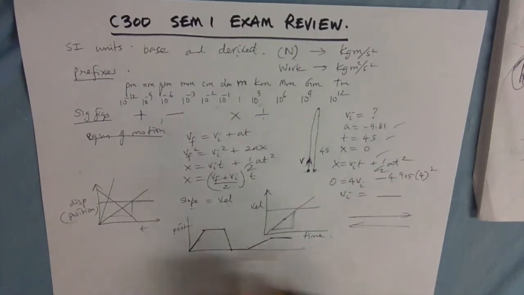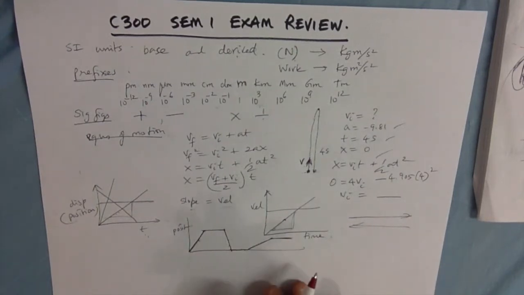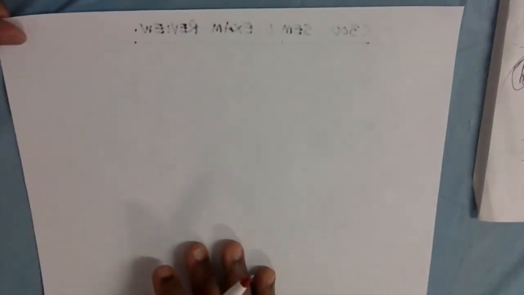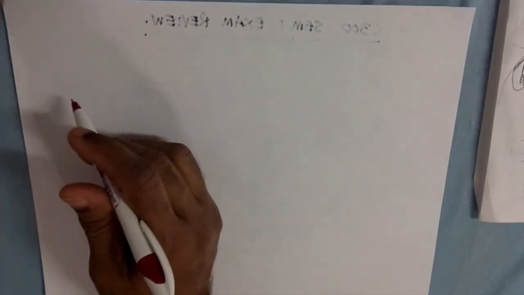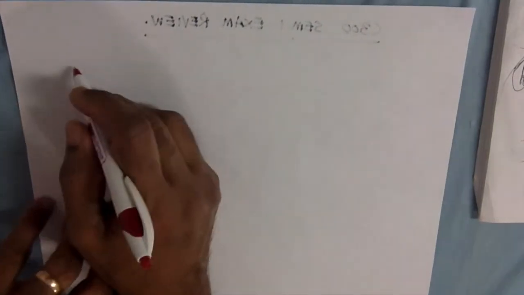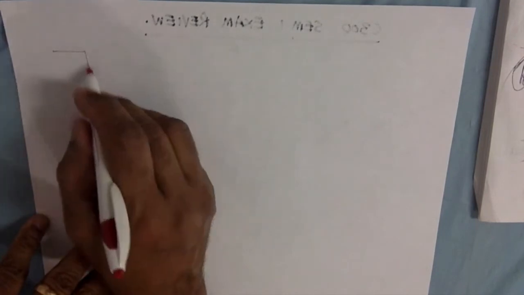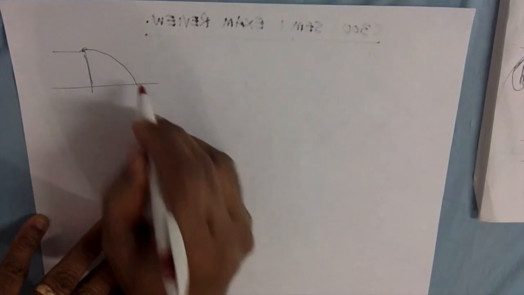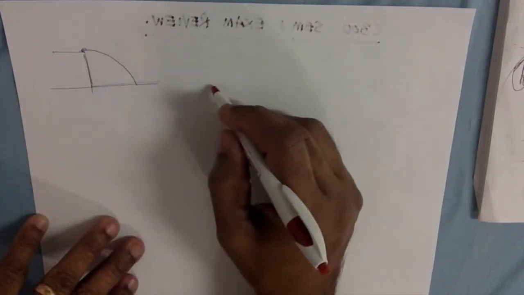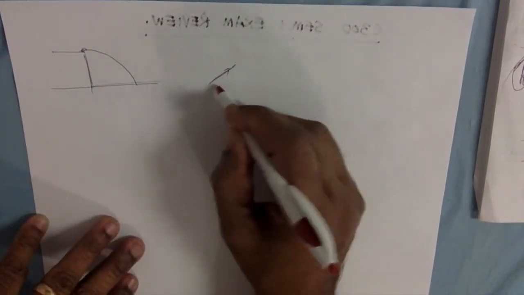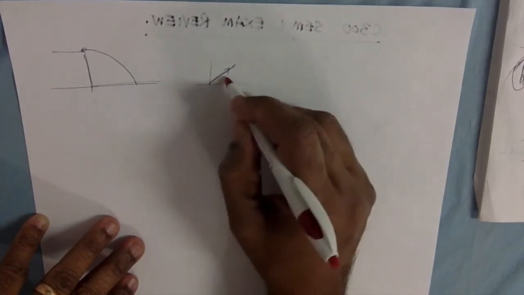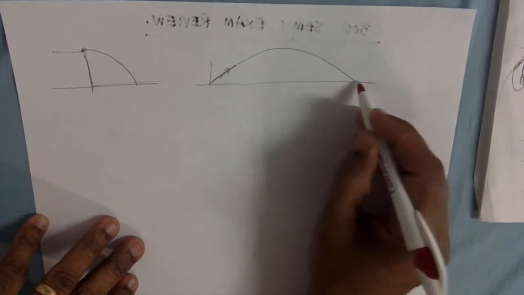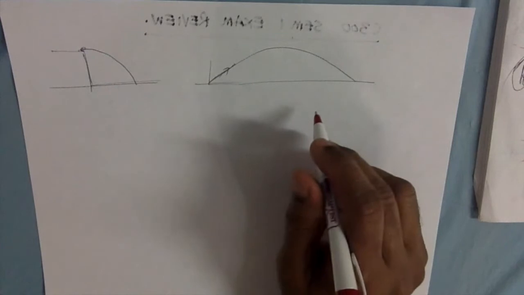Okay, extending these to projectile motion, the main thing in a projectile motion is it can be a horizontal projection where anything is projected like that, or it can be an angular projection where the object is going to go like that and land. In either case, it's the same thing.